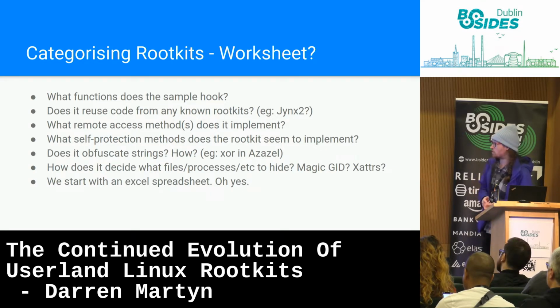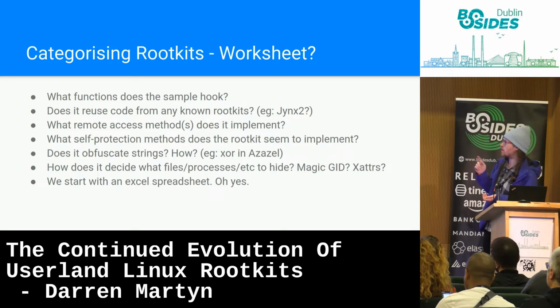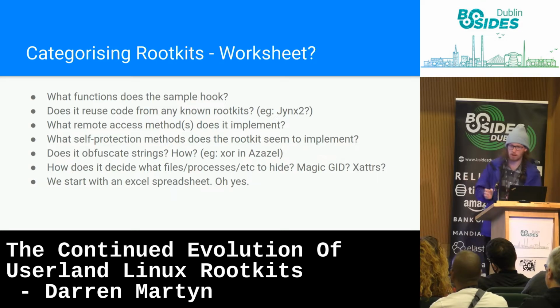The second thing you need to do in your worksheet of identifying these things is, has it just copy and pasted code from other rootkits? And the answer is probably yes, because they all copy and paste code from Jynx 2 because it was the first one that actually worked. So the diversity of code out there for these things is pretty small.